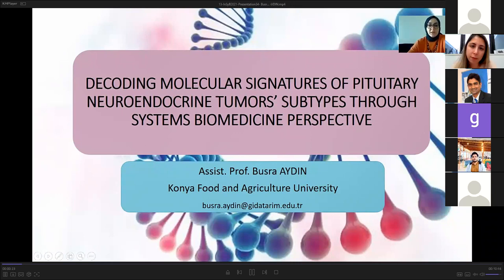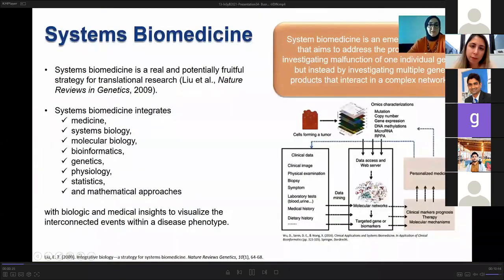First, I will briefly mention systems biomedicine. It is a sort of application of systems biology approaches for the benefit of medicine. It is an emerging discipline now, and it integrates many areas such as medicine, systems biology, molecular biology, bioinformatics, etc. And in the era of high throughput technologies, by the investigation of large-scale screenings and clinical data, specific biomarkers, novel therapies, prognostic assessments, and uncovering of molecular mechanisms can be possible.